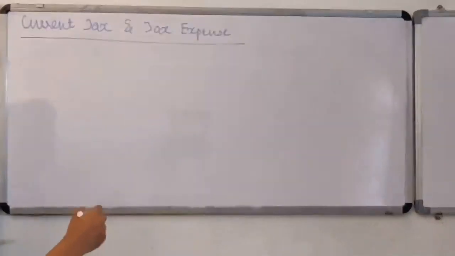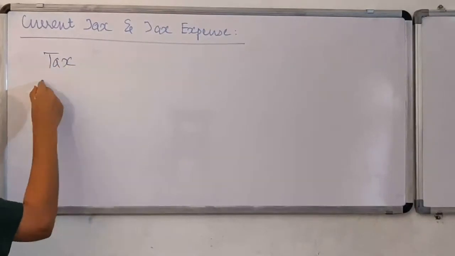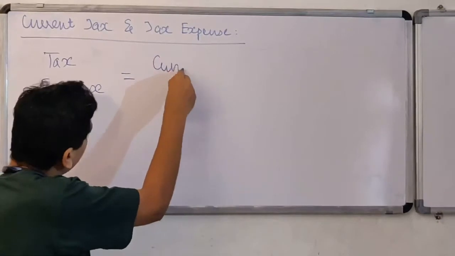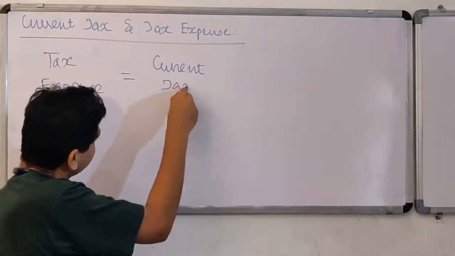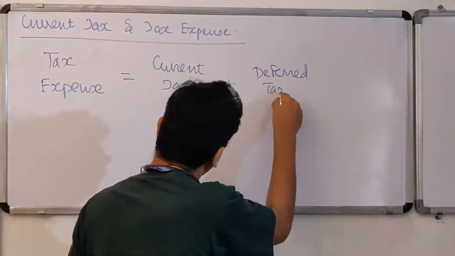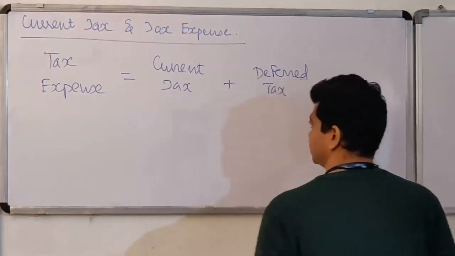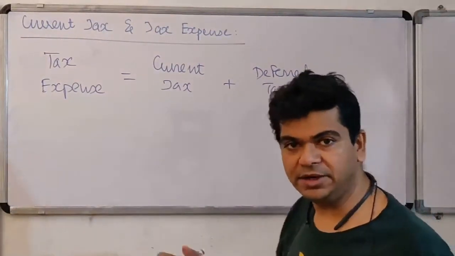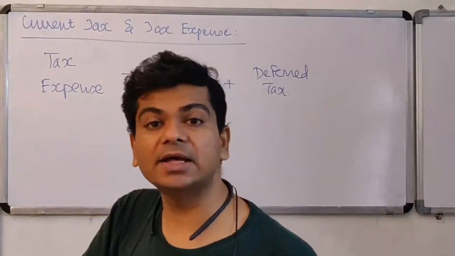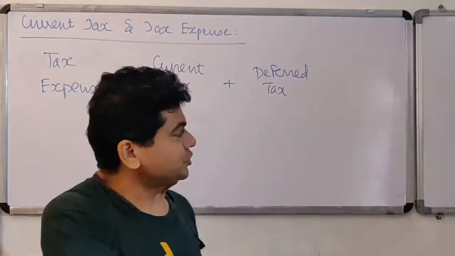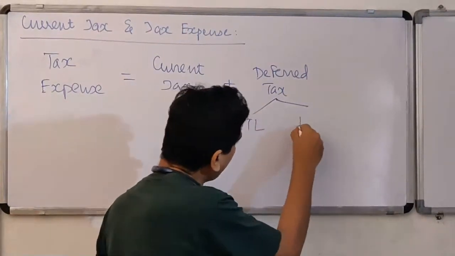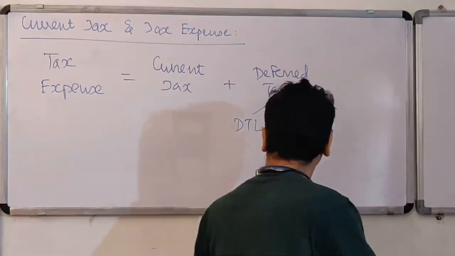Next is, what is tax expense? Tax expense is the sum total of current tax and the deferred tax. So current tax and the deferred taxes both will be totaled, and whatever figure we get, we will refer to that as the tax expense. When it comes to deferred tax, it can be deferred tax liability or it can be deferred tax asset.